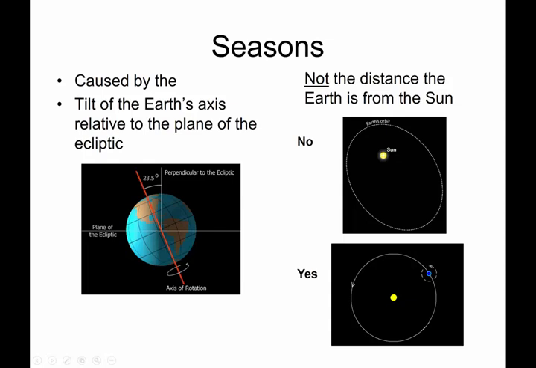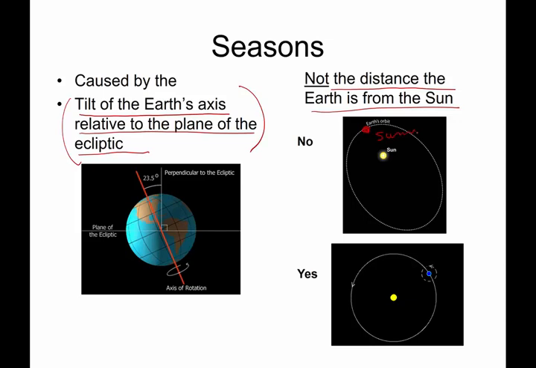The quick answer of what causes the seasons is the tilt of the Earth's axis relative to the plane of the ecliptic. Now, what is not true, and we're going to spend a lot of time explaining this in a moment, is that the seasons are caused by the distance from the Earth to the sun. Many people, this is the most common answer, and it is the wrong answer, think that we are close to the sun in the summer and further from the sun in the winter. As a matter of fact, for those of us in the northern hemisphere, this is exactly reversed.